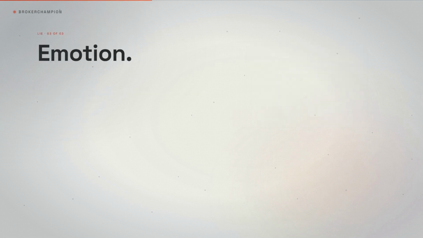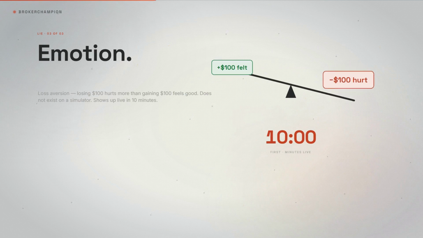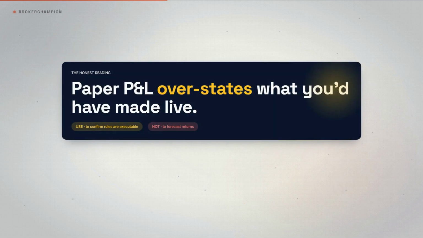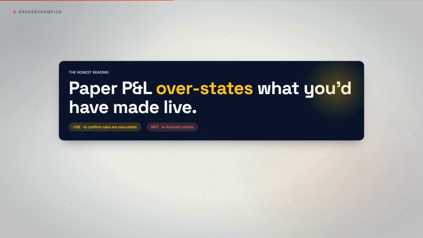Lie 3. Emotion. Loss aversion. The bias where losing $100 hurts more than gaining $100 feels good does not exist on a simulator at any volume. On a live account, it shows up in the first 10 minutes. Most paper to live transitions fail here, not on strategy. The honest reading? Paper P&L overstates what you'd have made live, often by a meaningful margin. Use it to confirm your rules are executable, not to forecast returns.